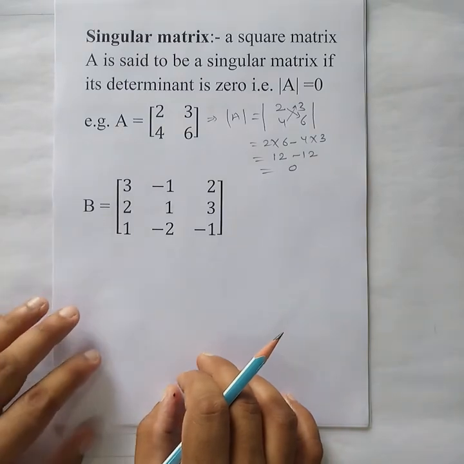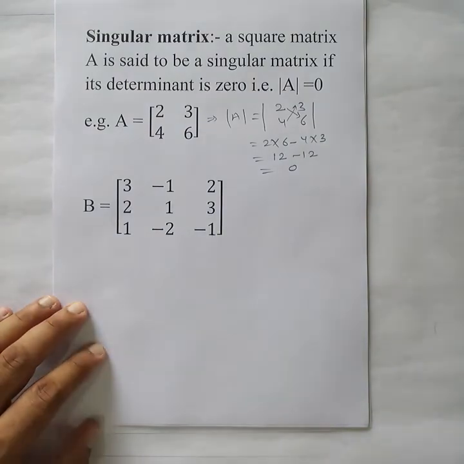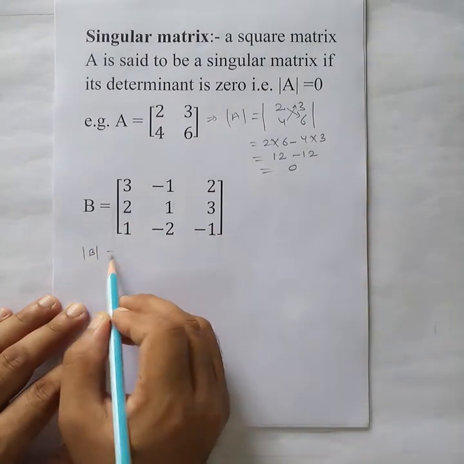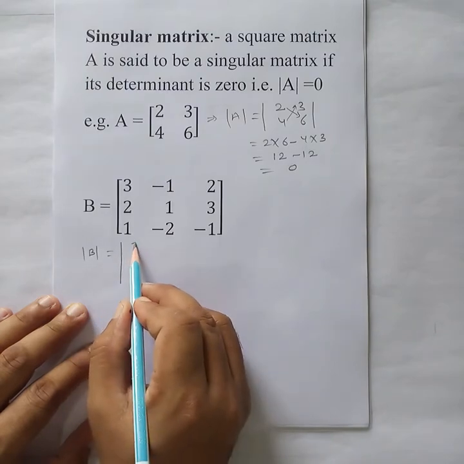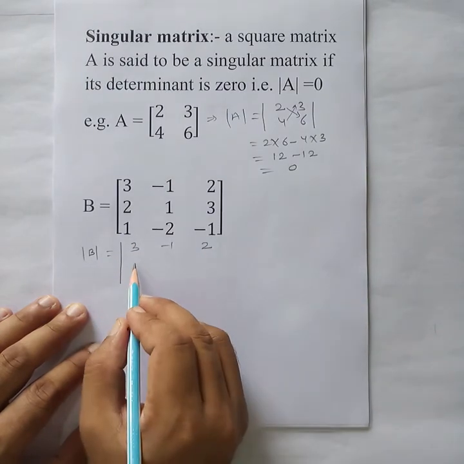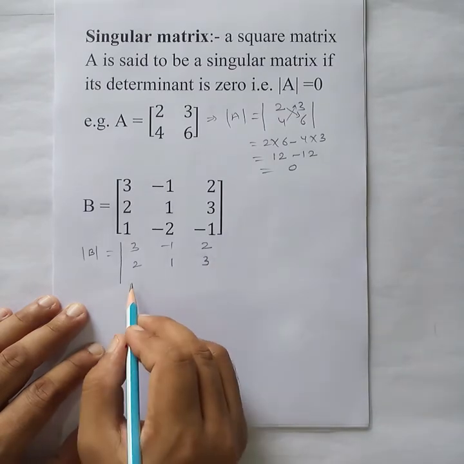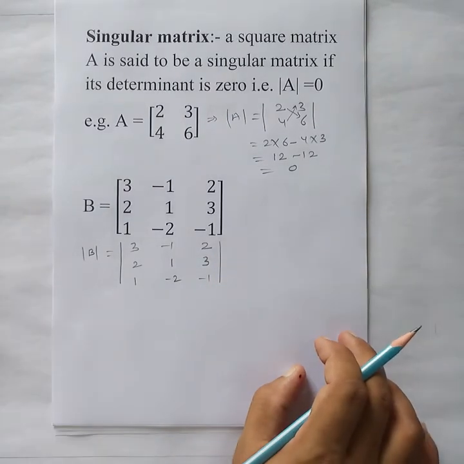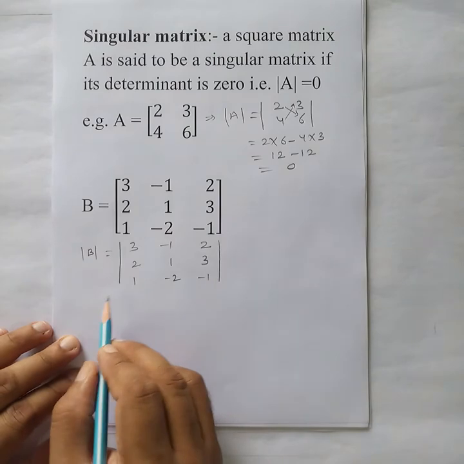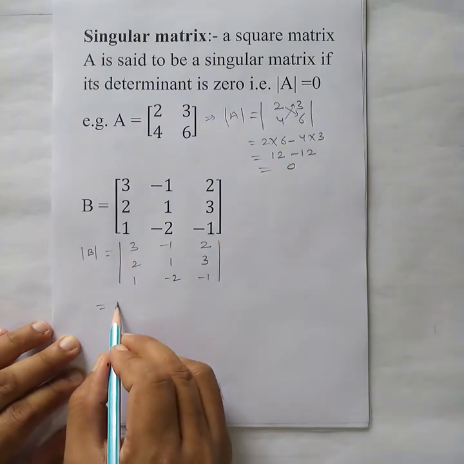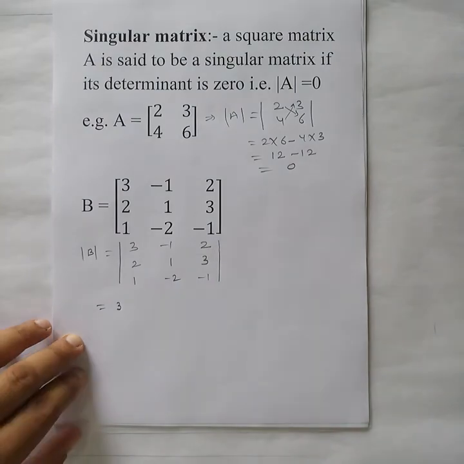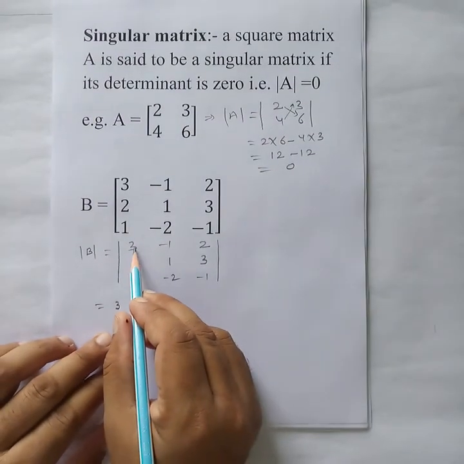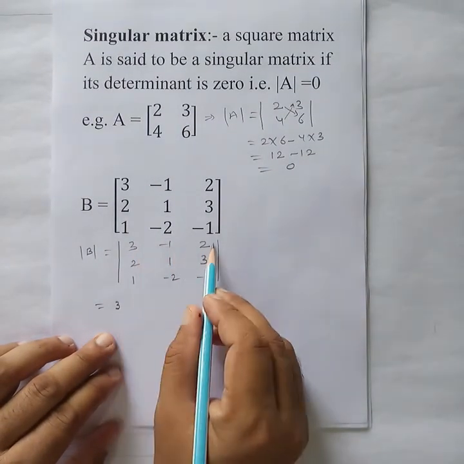Let's take another example of a 3 by 3 matrix this time. So the determinant of this matrix will be 3, minus 1, 2; 2, 1, 3; 1, minus 2, minus 1. Let's expand it along R1. You have practiced this method. What is the method? We are expanding it along R1.